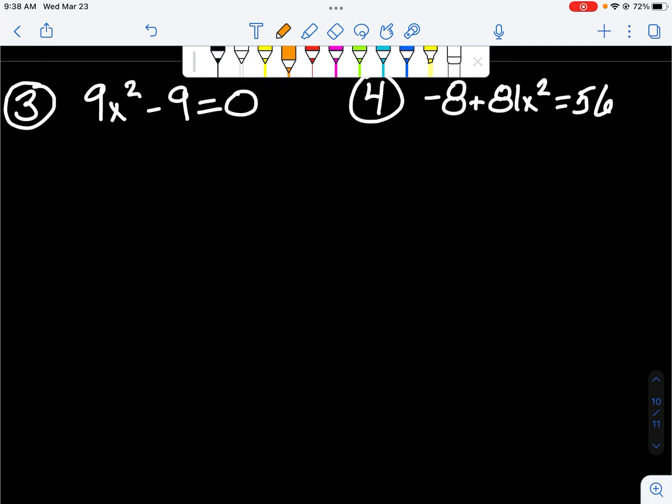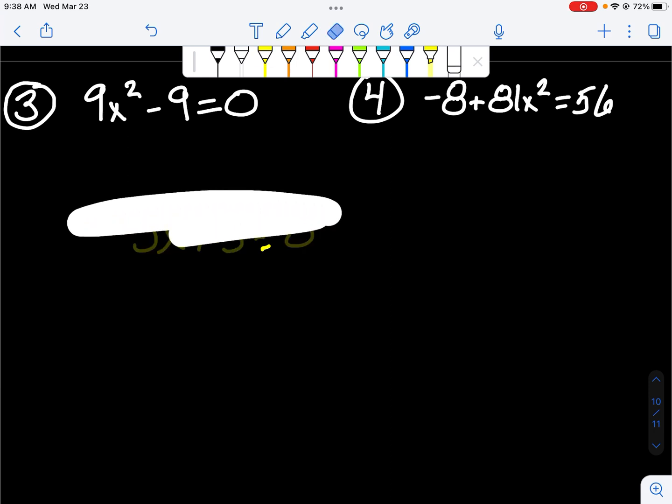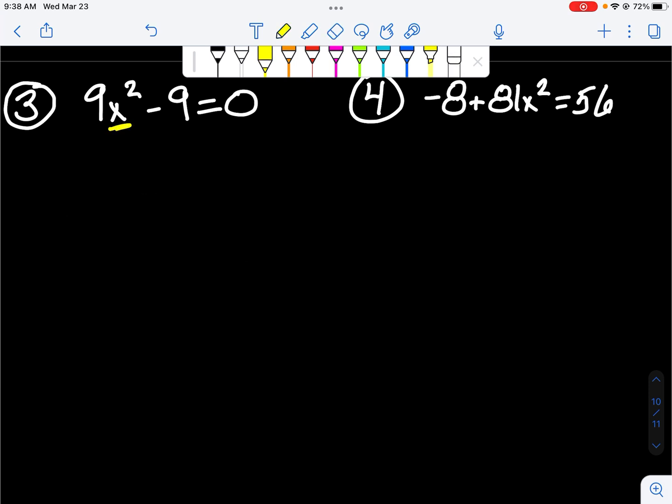On the back side of that worksheet, you'll see questions that look like this number 3 right here. Now, things look a little bit more complicated, but our process is still the same, even if we were solving something that looked like this. If I said to solve something that looked like this, you would know that you need to get x by itself in order to solve. It's the same idea here. We need to work to get x by itself. So we start by adding 9 to both sides. And then we have 9x squared equals 9. Then we would divide by 9.